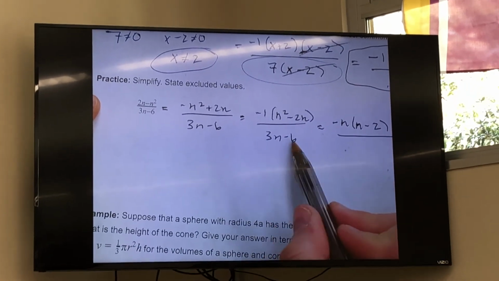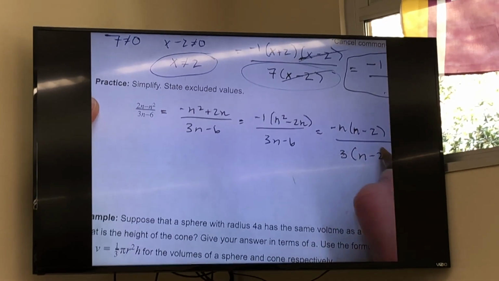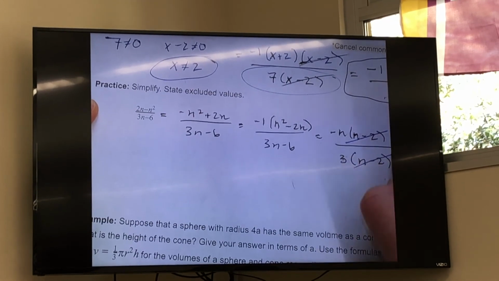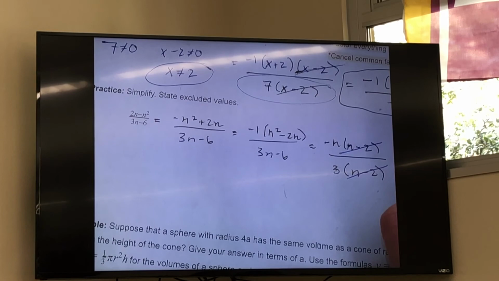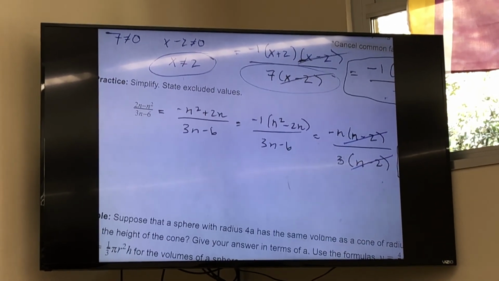Here, between a 3n and a -6, I can pull out a 3, and then I'm going to have an n minus 2. There it is. I know I did it right because I'm canceling things. Nice. Boom, boom. So then I'm left with -n on top and just a 3 on the bottom. Cha-ching. Now we have to do our excluded values.